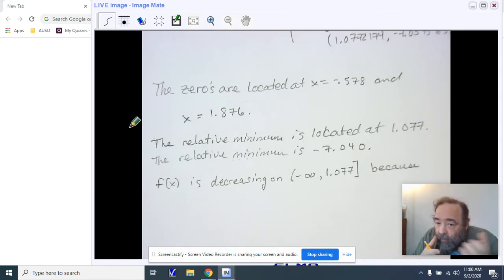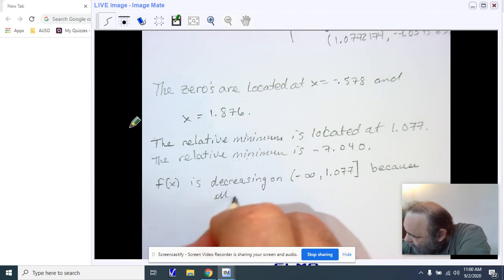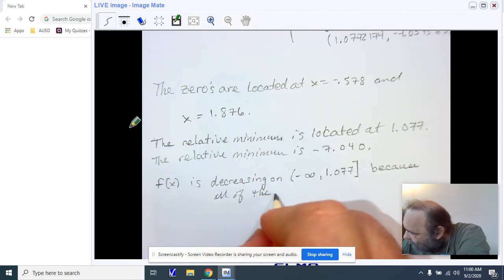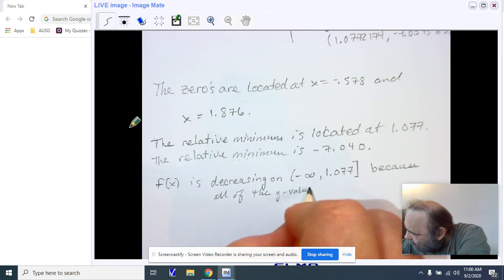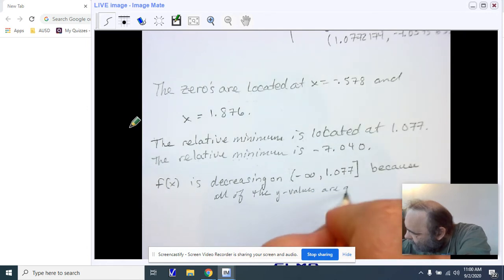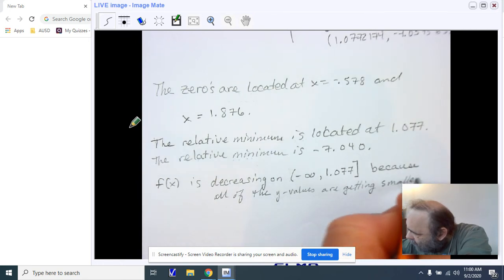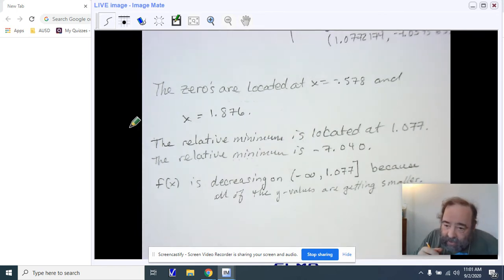Now on the actual question, I put the actual answer. I gave you the definition of what it means to decrease: that each successive y value is smaller than the preceding y value, all the way until that last point. But it's just as easy to say because all of the y values are getting smaller. That's what I'm going to write. All of the y values are getting smaller. Don't say all of the y values are decreasing. That would be redundant and you wouldn't get credit.